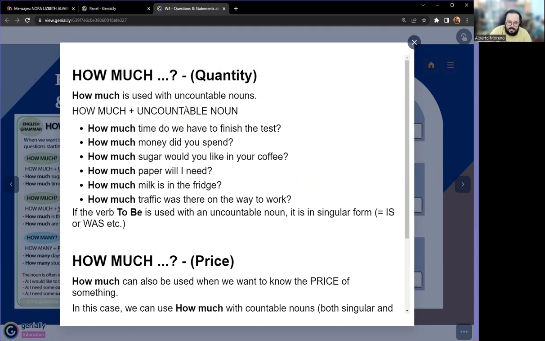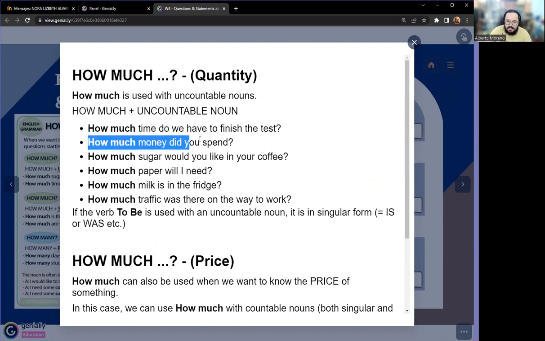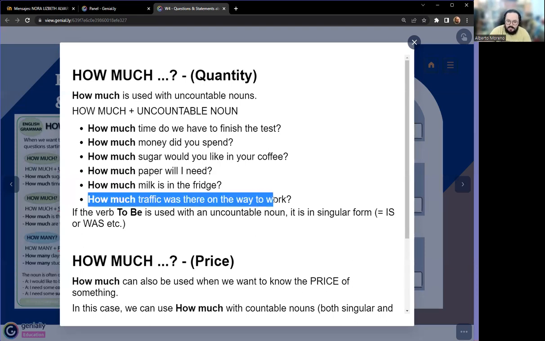So this question plus an uncountable noun. For example, how much time do we have to finish the test? How much money did you spend? How much sugar would you like in your coffee? How much paper will I need? How much milk is in the fridge? And how much traffic was there on the way to work?